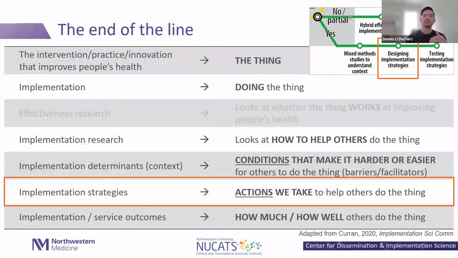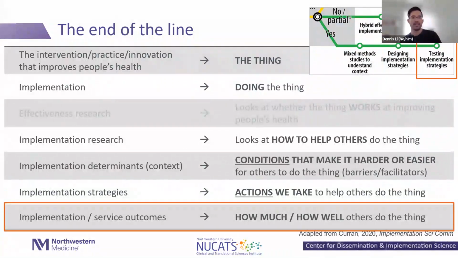Then in the last session, we took the next stop on the subway line, which was to design implementation strategies. And these are the actions that we do to help other people do the thing. These actions are frequently designed to specifically change those contextual conditions or the determinants from before. And so today, the final stop on the subway map is to test implementation strategies. And to test implementation strategies, we need indicators to tell us how well things are going or how much change there has been due to those strategies, which brings us to the topic of implementation and service outcomes.